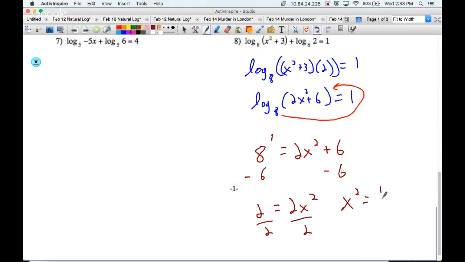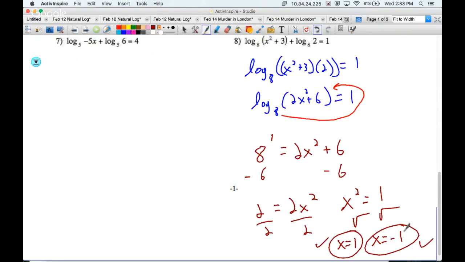X squared equals 1, square root, square root. And we're going to get that x equals 1 or x equals negative 1. And those are actually both good answers. Neither cause me to take the logarithm of a negative number. The squared here makes this back into a positive, so we get 2 answers for that as well.